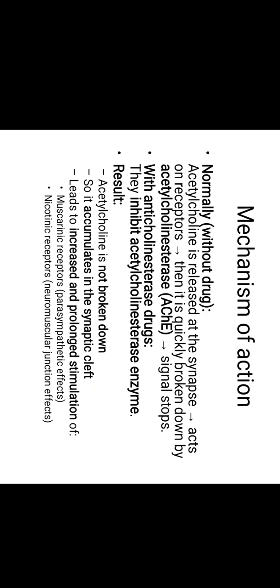And the mechanism of action of anticholinesterase. Normally, without a drug, acetylcholine is released at the synapse and acts on receptors. Then it's quickly broken down by acetylcholinesterase. So the signal stops and there is no acetylcholine activity. This is the normal mechanism for our major functions. And what happens with anticholinesterase drugs?